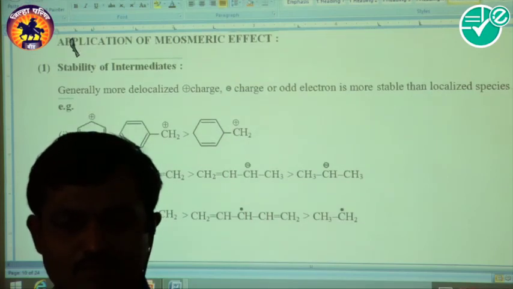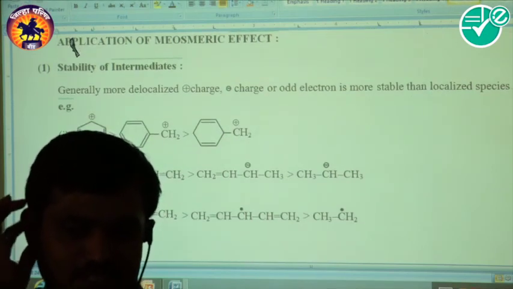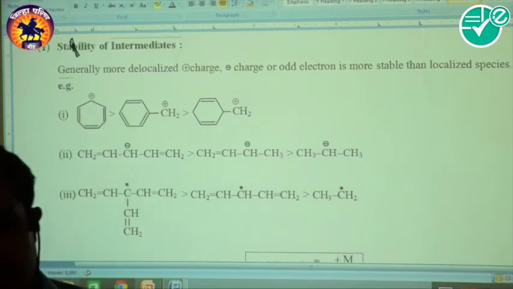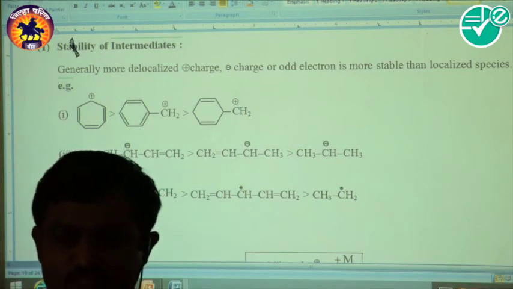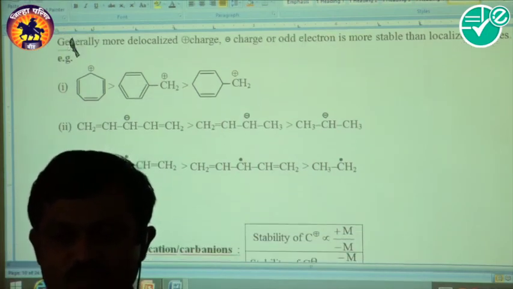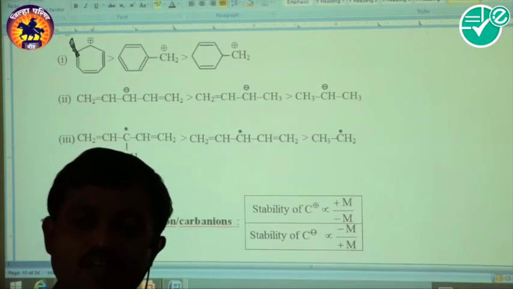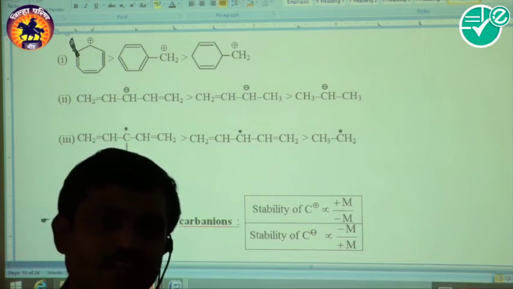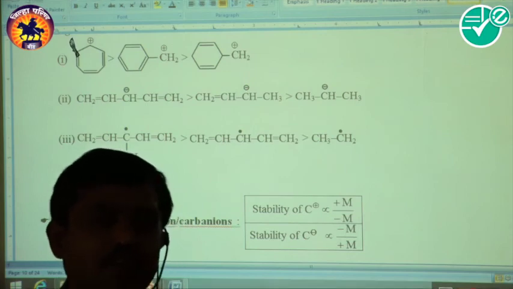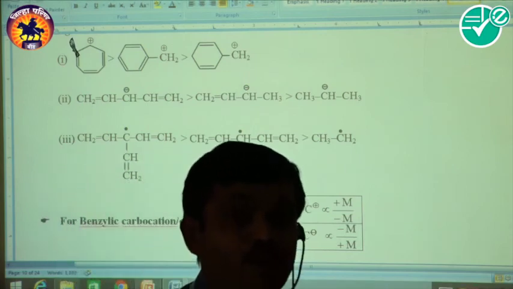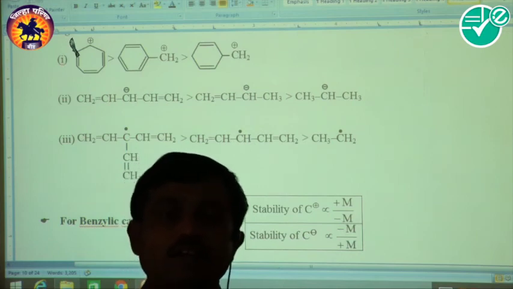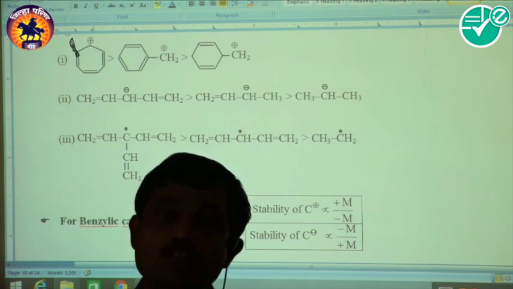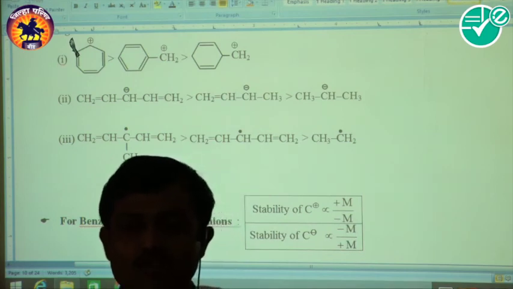So here is the stability of the intermediate. If you consider the stability of the carbocation, just like the inductive effect where the carbocation is stabilized by the positive inductive effect, in the same way the carbocation is stabilized by the positive mesomeric effect. The stability of the carbocation is directly proportional to the plus mesomeric effect and inversely proportional to the negative mesomeric effect.